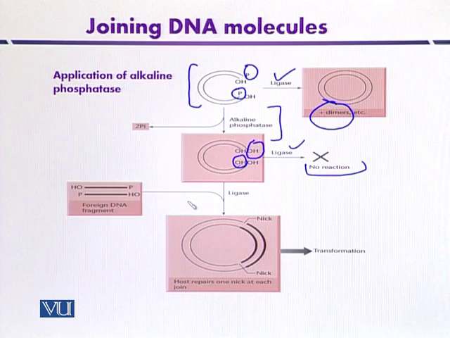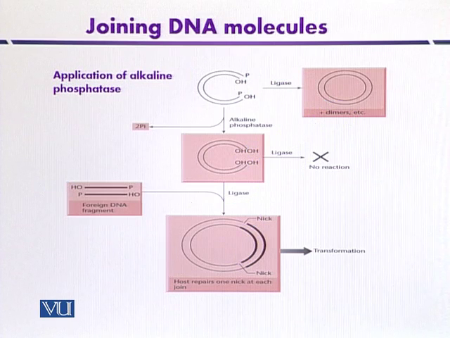When we mix foreign DNA in the reaction mixture with the alkaline phosphatase treated plasmid, this foreign DNA in the presence of ligase will join with the plasmid due to complementary base pairing, and the nicks that are produced after the joining are repaired by the host machinery. So in this way, we can use alkaline phosphatase so that we can get a high number of transformants.